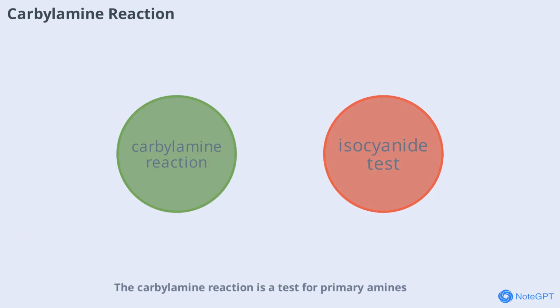The carbylamine reaction is a test for primary amines. When heated with chloroform and alcoholic potassium hydroxide, primary amines produce isocyanides which have a very unpleasant odor. This reaction is used as a qualitative test in the lab.